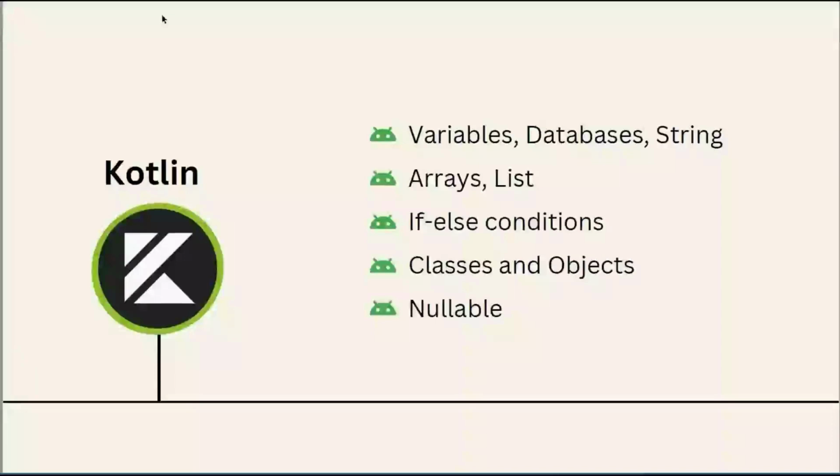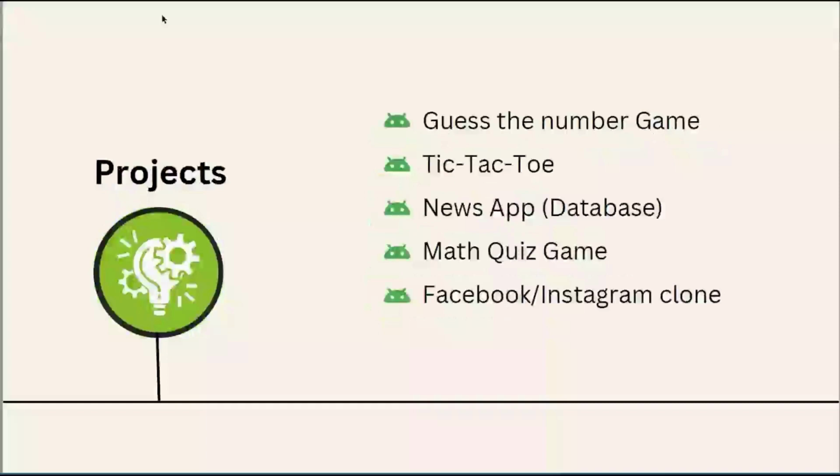We'll also learn Kotlin in the course. We'll start with some basics in Kotlin, like creating variables using var and val. What are the different data types? String interpolation, working with arrays and lists, if-else conditions, creating classes and objects. Also, the nullable type, which Kotlin introduced to minimize null pointer exceptions.